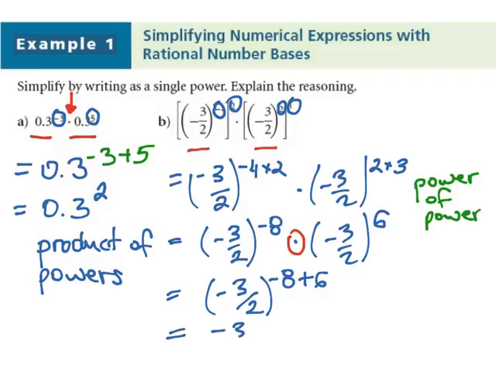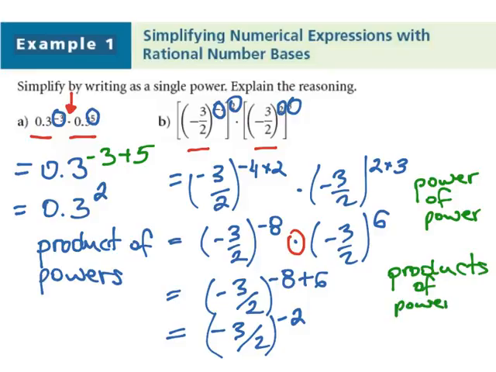So we'll get negative 3 halves. Negative 8 plus 6 is negative 2. And it's good practice to write what we're doing and the rules that we are using: product of powers. Now, since we have a negative exponent, we're not allowed to have a negative exponent. We're going to switch this using the negative exponent rule to make sure that our answer has a positive exponent.